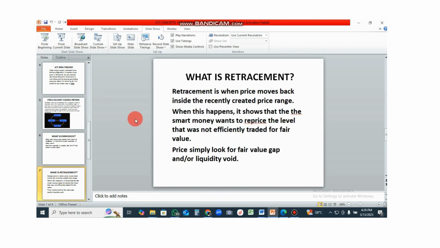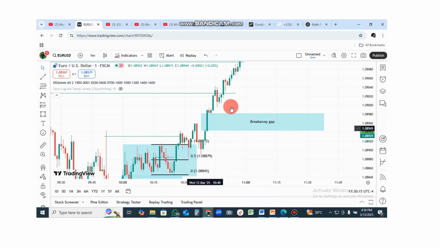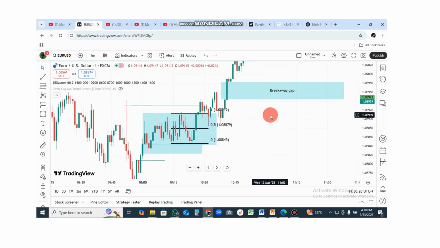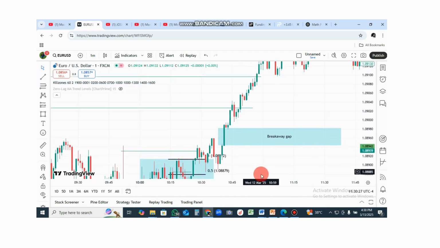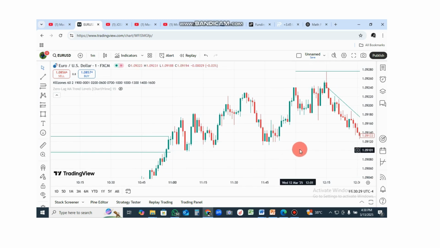So what is retracement? Retracement is when price moves back into a recently created price range. When this happens, it shows that the smart money wants to reprice the level that was not efficiently traded. So what this point is saying is that whenever there's an expansion, there's always a retracement. Most times when there's an expansion from a consolidation, price actually goes back into the consolidation to pick the order block. But when there's an expansion from just a normal price swing, look at this.